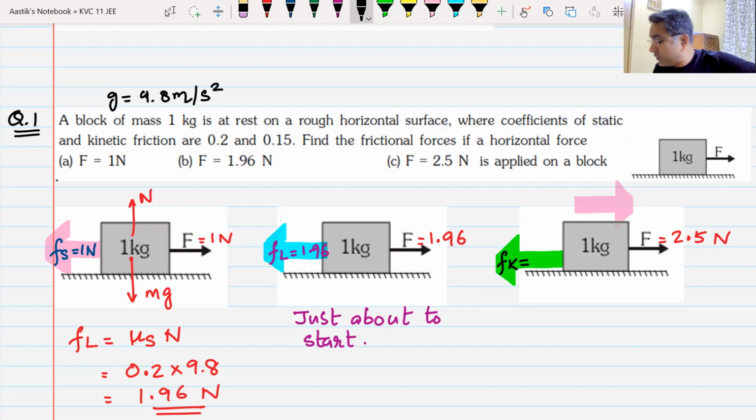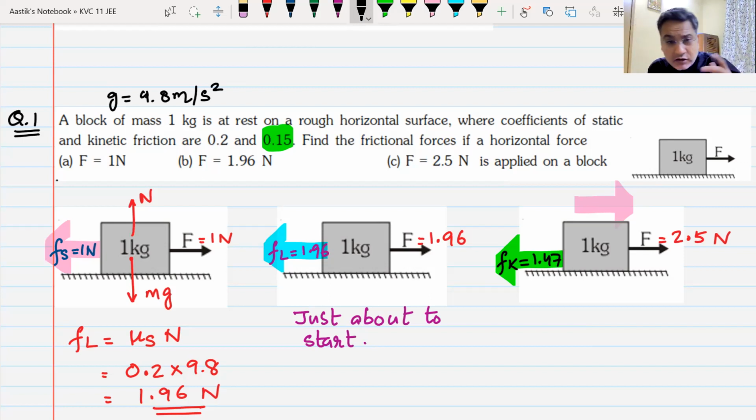So that will be equal to mu k. Remember, we now have to use the value of mu k. Mu k is 0.15. 0.15 multiplied by N, and N is 9.8. If you multiply it, I think you are going to get 1.47 newtons. Everyone got this answer? Can I have raised hands from everyone that we got this answer?